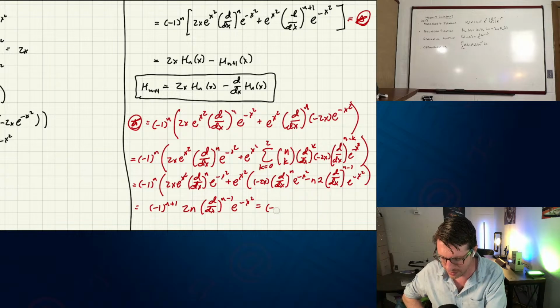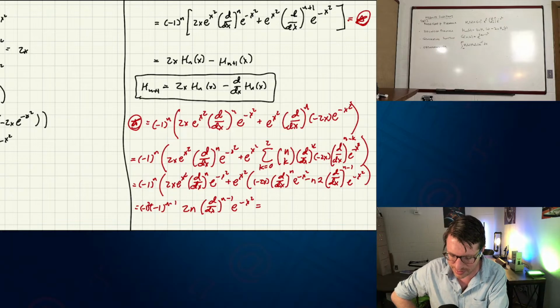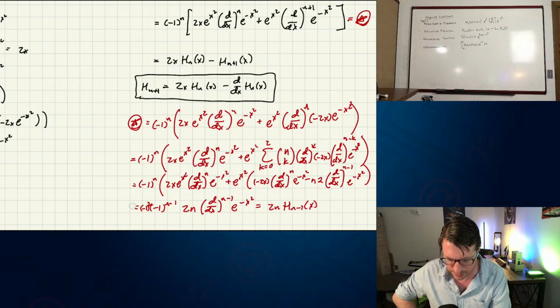Here, let me just rewrite all that, so I'll put this -1 and -1 squared, which is really just 1, right? And so what we end up getting is 2n times Hn minus 1 x. I think I lost a term somewhere in here. So we should have had an e to the x squared from this guy here.